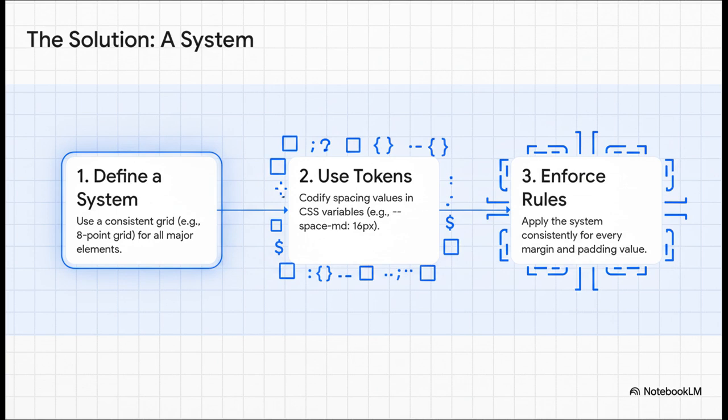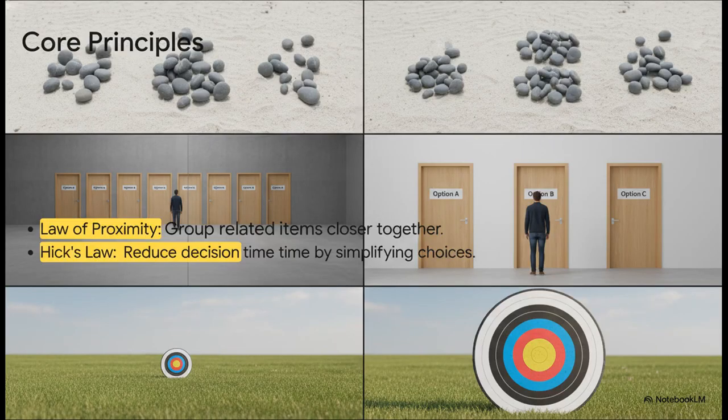And third, and this is the most important part, you have to be consistent. You use this system for everything. Every margin, every padding, no exceptions. That's how you get that clean, predictable rhythm in your design. And what's cool is that this whole system isn't just arbitrary. It's backed by real psychology.